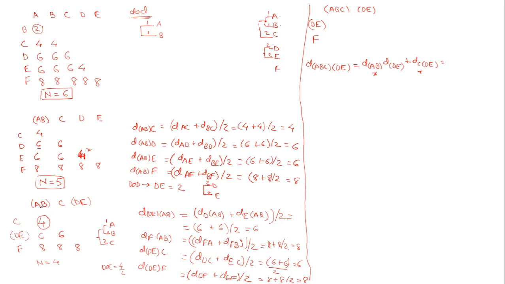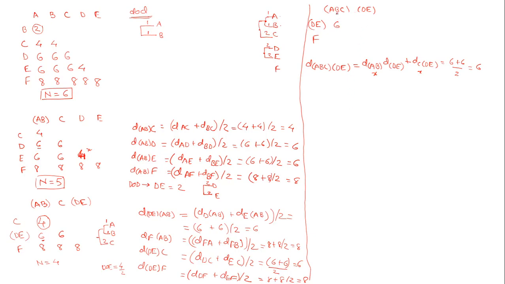The distance between AB and DE is 6. Therefore, we will write 6 over here. And what is the distance between C and DE? C and DE, it is still 6. C and DE, 6 plus 6 divided by 2, right? That is equal to 6. We would get 6 over here. Therefore, 6 would be given over here. Okay.